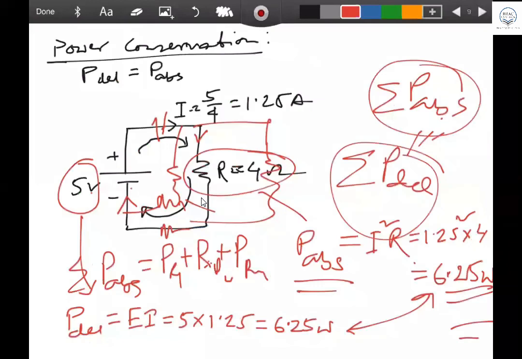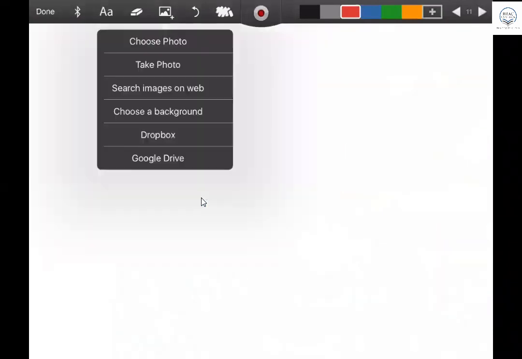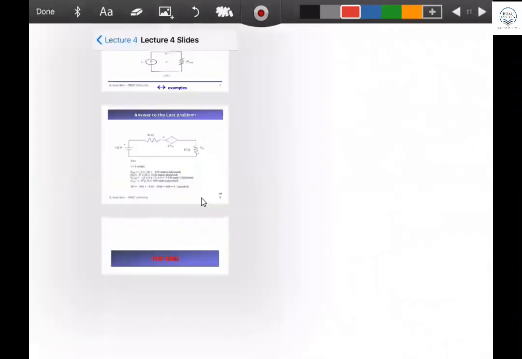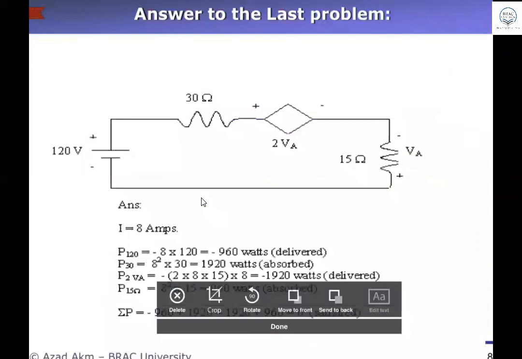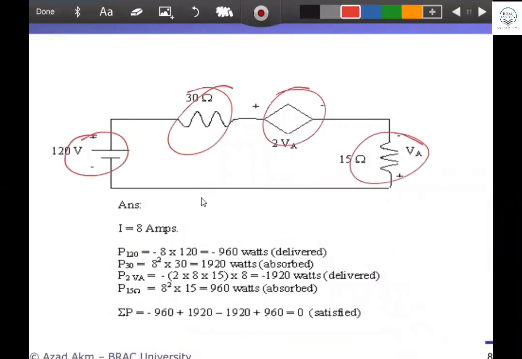And I'm not going to tell you anything. I'm just asking you to do it by yourself. You look at this problem by yourself. Next class, I'll show you. This is a solved problem and it is related to this. How many elements are here? 1, 2, 3, 4. 4, sir. So 4 powers: absorb, deliver, absorb, deliver.